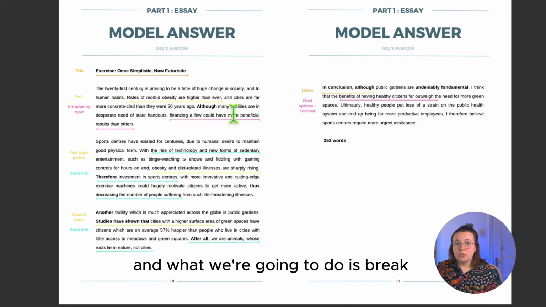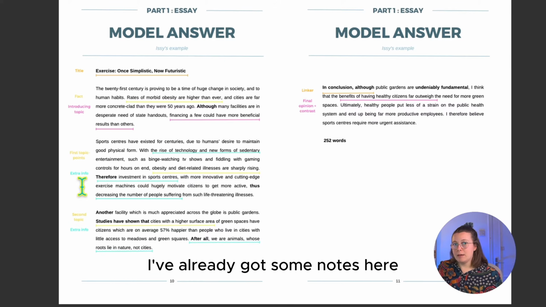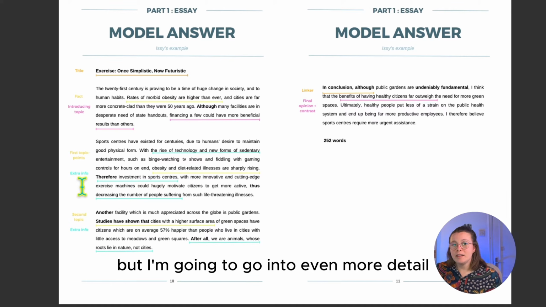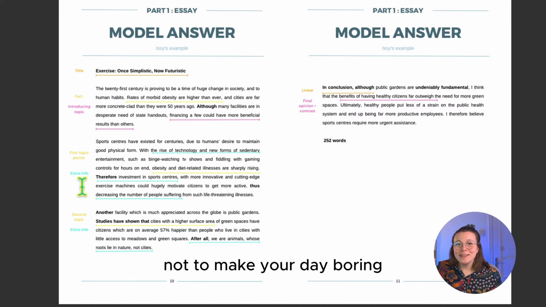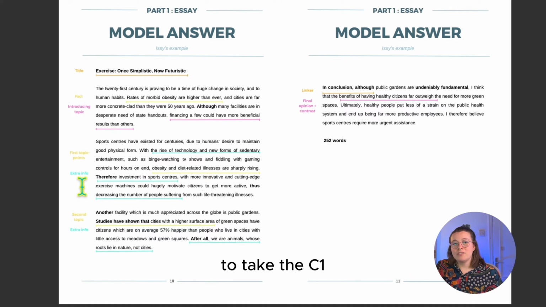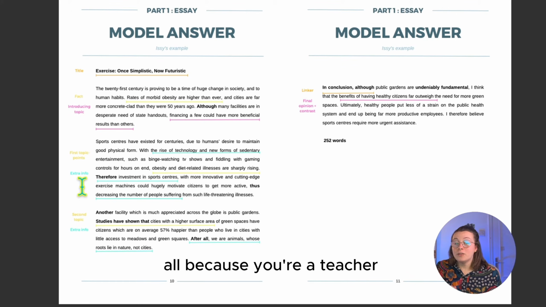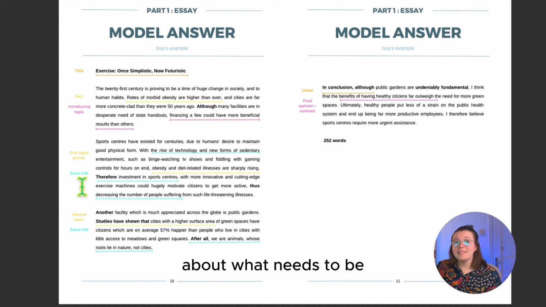And what we're going to do is break down this exam task. We're going to read through my model answer. I've already got some notes here, but I'm going to go into even more detail so you understand why I have written everything that I have. Not to make your day boring, but if you're watching this, it's because you're either going to take the C1 Advanced exam or because you're a teacher who's teaching students and you want to feel much more confident about what needs to be in those short texts that we have to write in the exam.